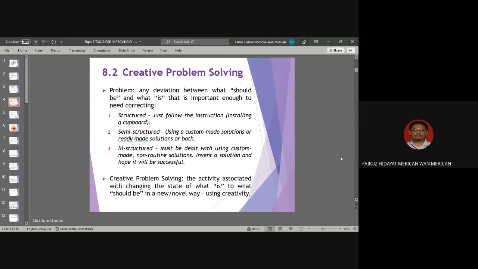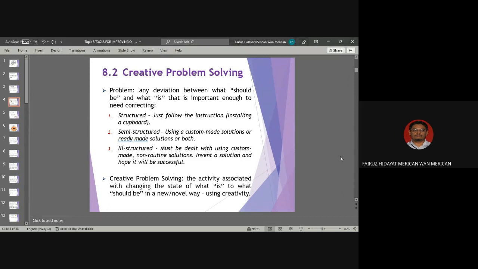And the ready-made solutions will be the ones that are mentioned in the manual. So you can either use an improvised solution or you can use the ready-made instructions to solve the problem, or you can combine both. And hopefully that will help solve the problem. So this is what we call semi-structured.